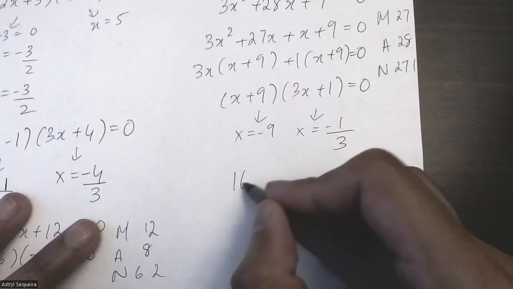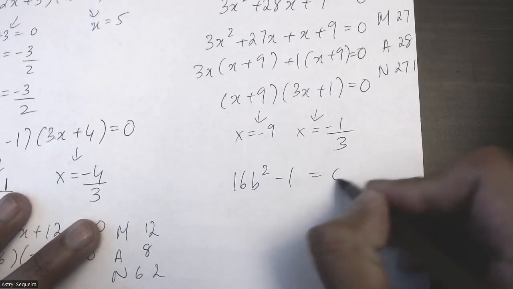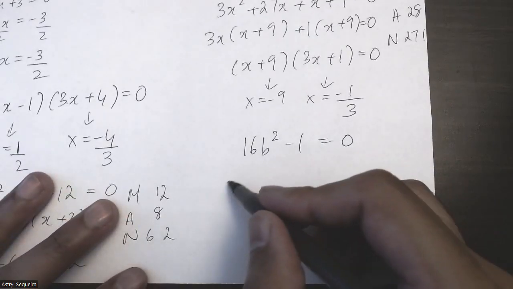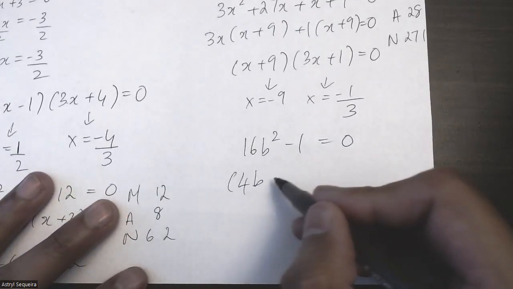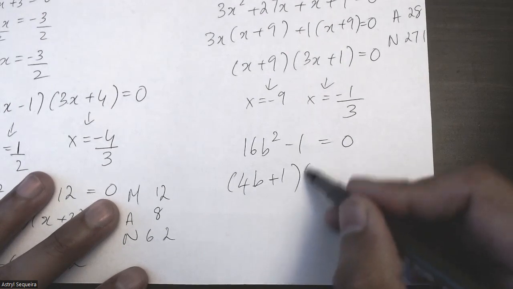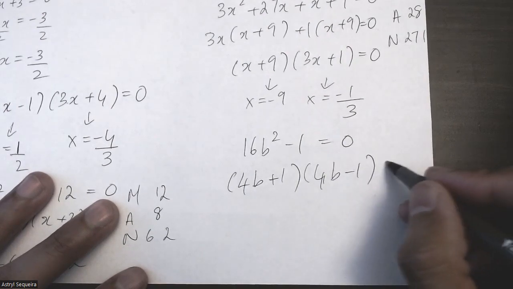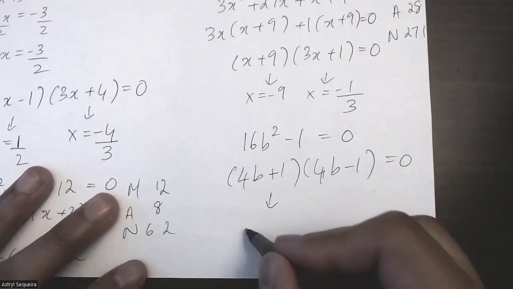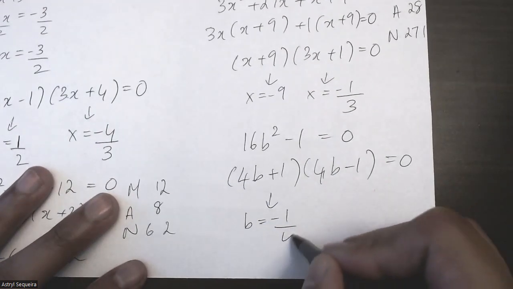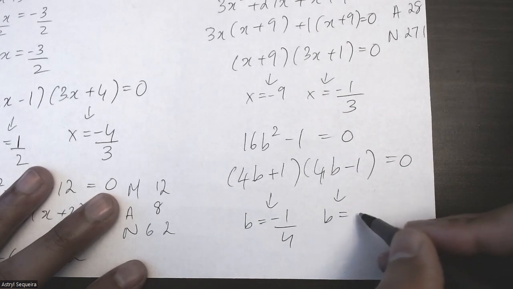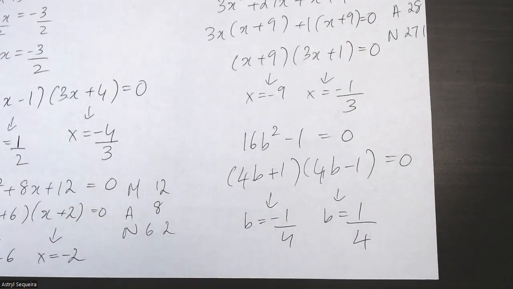Let's do this one next. 16b² - 1 = 0. I just want to do a difference of squares example really quick in case you forgot it. But this is (4b + 1)(4b - 1). It's difference of squares. Should know how to do it from chapter 5. Here my solution is -1/4, and here my solution is positive 1/4. That's mainly what this chapter is about.